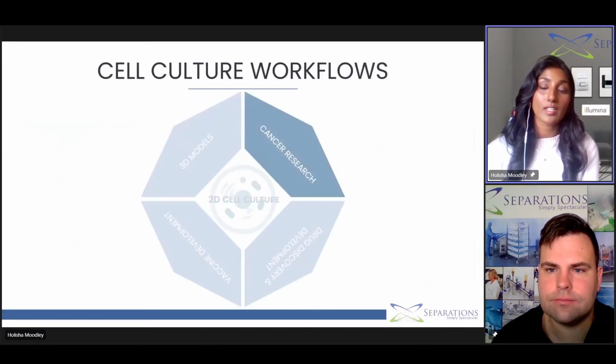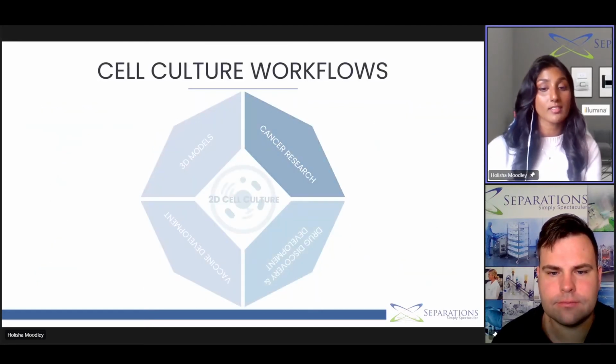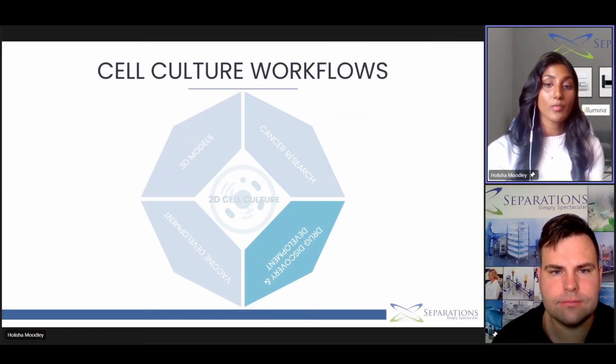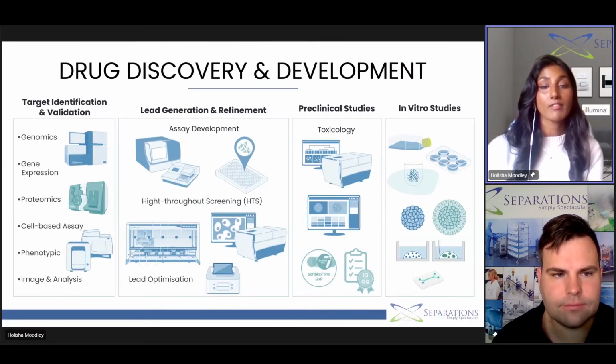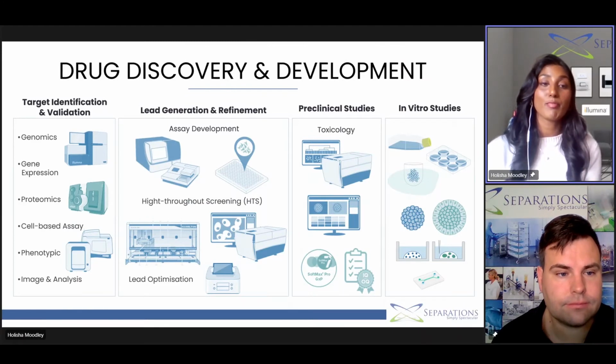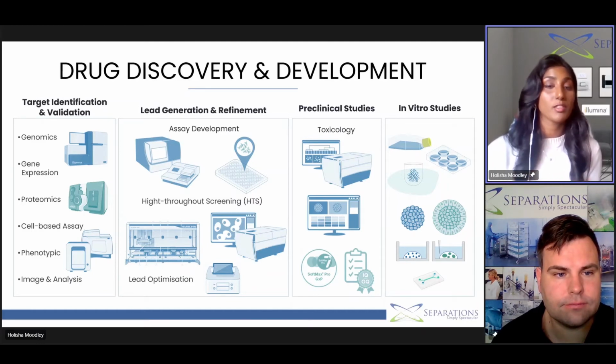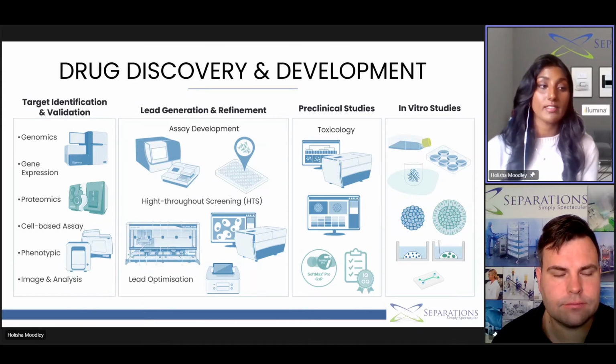The next workflow that we can look at is drug discovery and development. If we get into drug discovery and development, we have different stages, and this is in the beginning stages before we get into clinical trials. This is where we find that cell culture, be it 2D or 3D, becomes a little bit more relevant. The first stage of drug discovery and development is target identification and validation. This is the stage of identifying biological molecular structures that we feel have a therapeutic effect, and then we conduct validation experiments to actually prove this therapeutic effect.